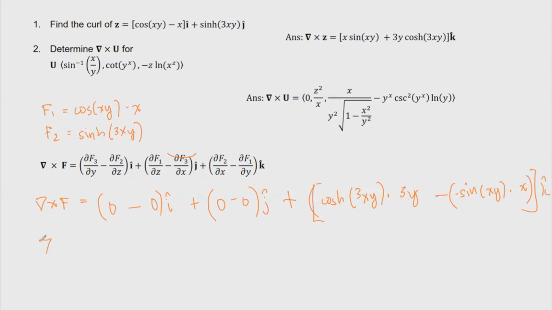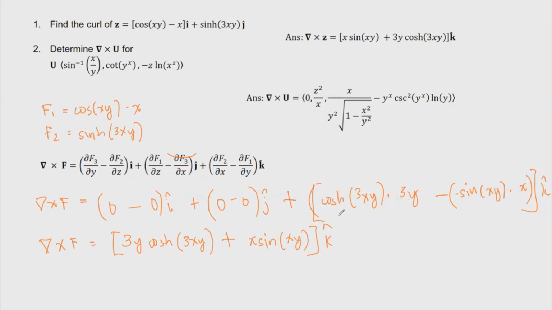So therefore our curl of the vector function f is equal to 3y cosine of h, and then 3xy, and then that's positive x sine of xy, okay? So finally, you can say that the curl exists only, can be seen only at the k region.